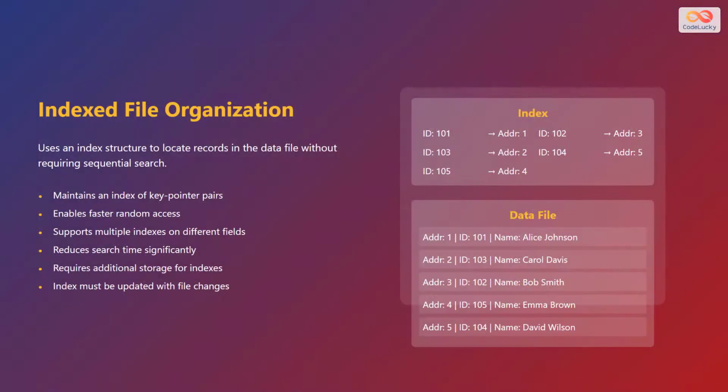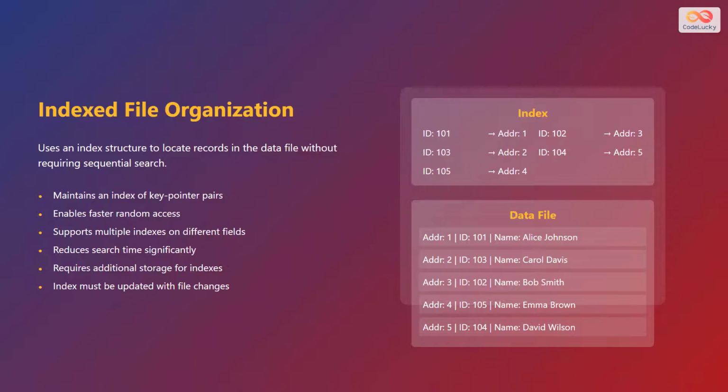Now let's explore index file organization. This method uses an index structure to locate records in the data file, without requiring a sequential search. This is different from the sequential file organization where you have to traverse from the beginning to find a particular record. An index of key pointer pairs is maintained.